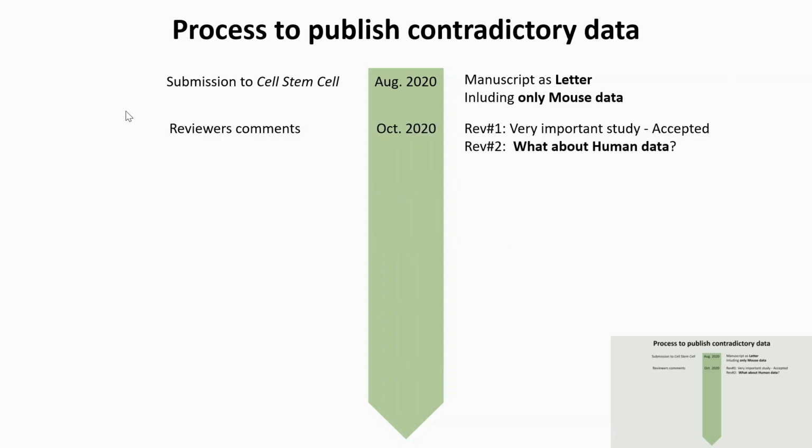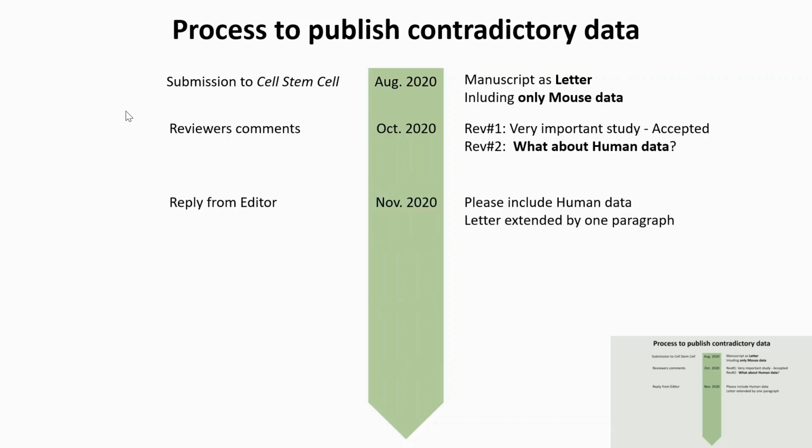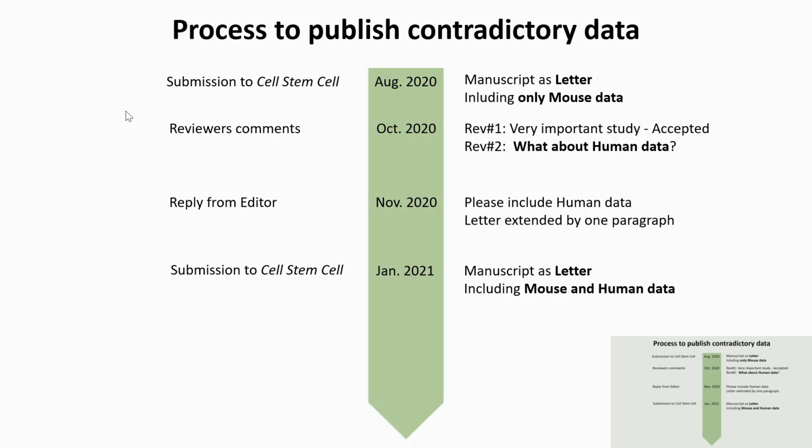A few months later, we received the feedback from the reviewers. The first reviewer was really happy. The second reviewer asked, what about human data? So we, again, went back to discussion with the editor and put back the human data. And they allowed us to have an extra paragraph because we have to put in human data. So we worked on it, we put even more data in 1 figure, including now mouse and human, and sent it back to the editor.